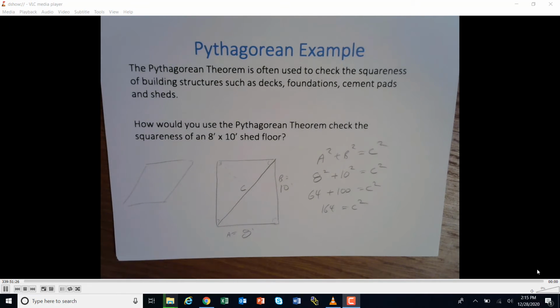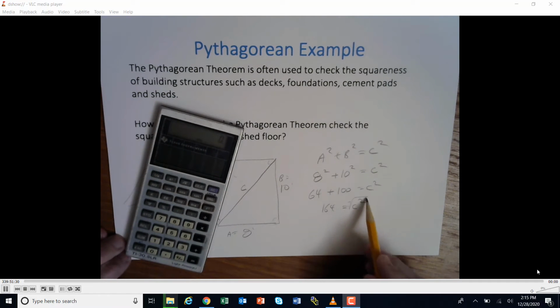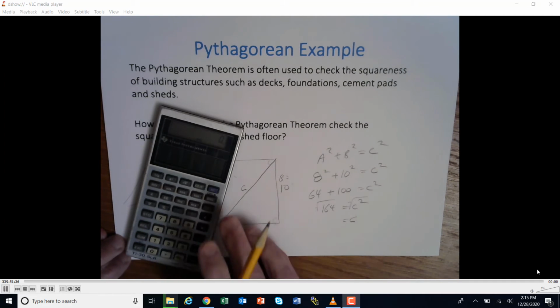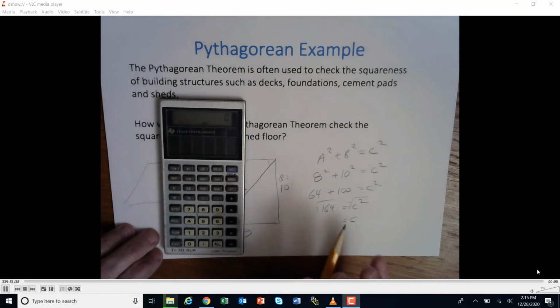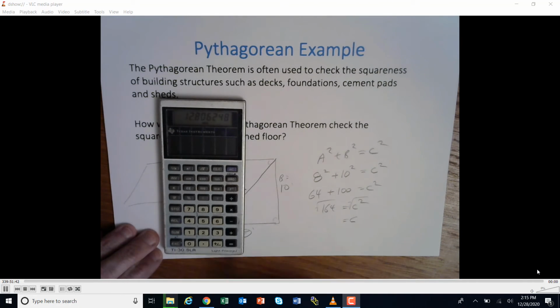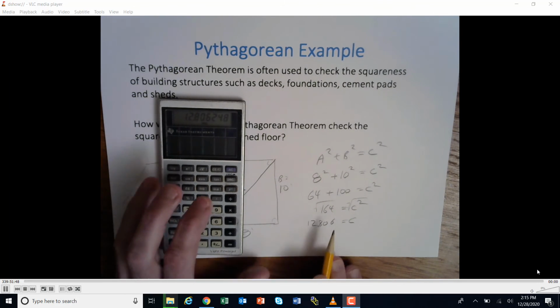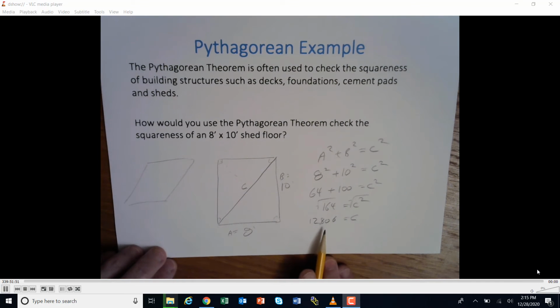Now, in order to get the number here, we have to take the square root of each side, because that cancels out the square here and just gives us C, okay? So we have to take the square root of 164. If I take the square root of 164, I get 12.806. So it's pretty close to maybe 7/8 or something like that. You'd get a fraction because you'd be using a ruler, okay?